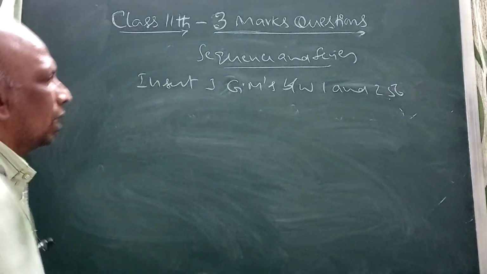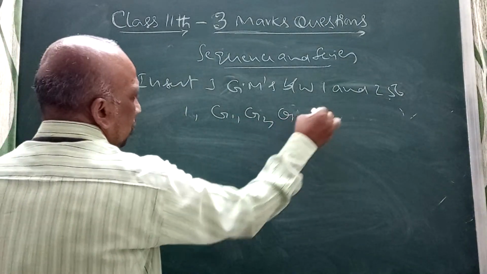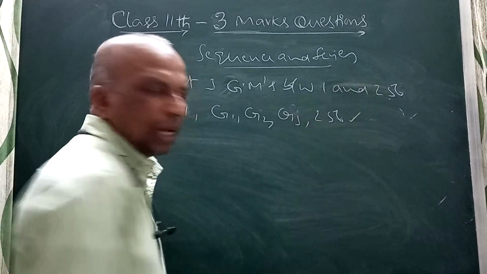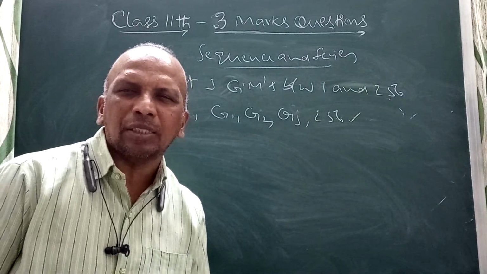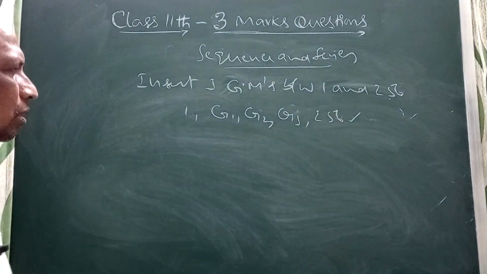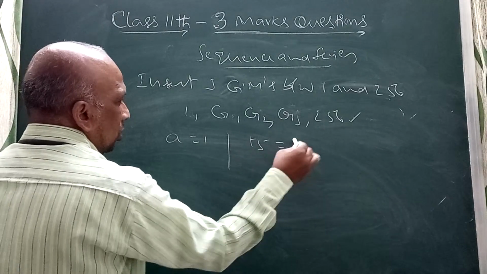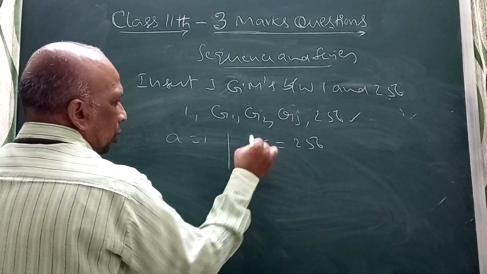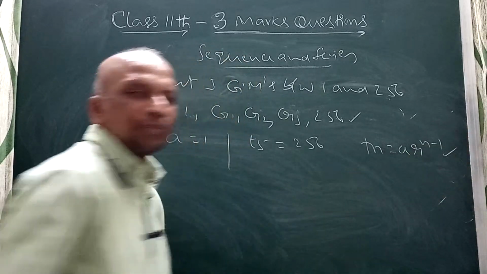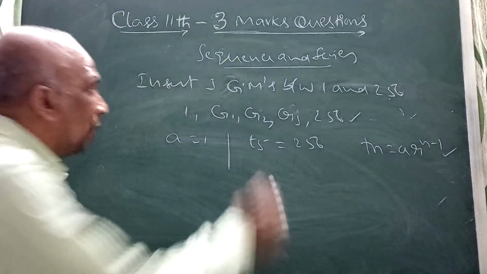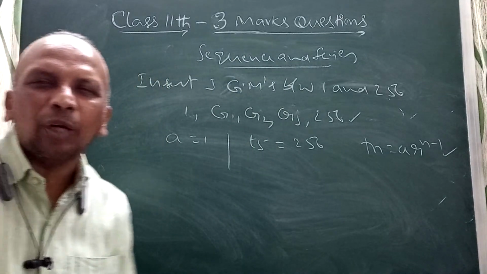Now if you take it like this, I can consider 1, G1, G2, G3, 256, right? Now you can observe here, when I insert three geometric means, A is equal to 1. This is the fifth term, so T5 is equal to 256. But we know that Tn is A into R power n minus 1. To find the geometric means I should know the common ratio, so I am trying to find the common ratio here.